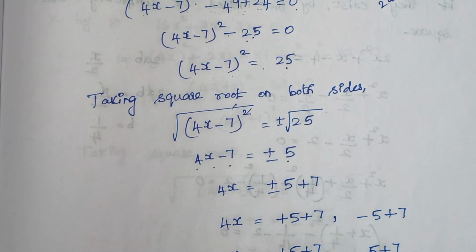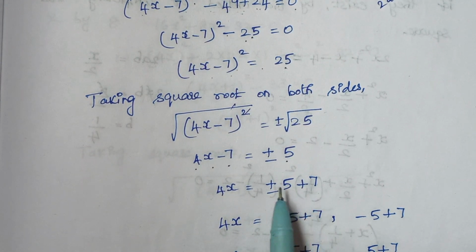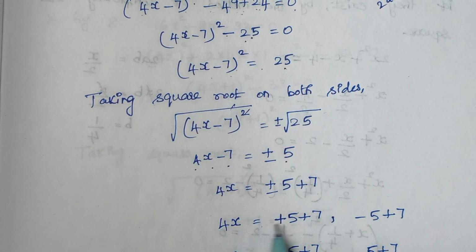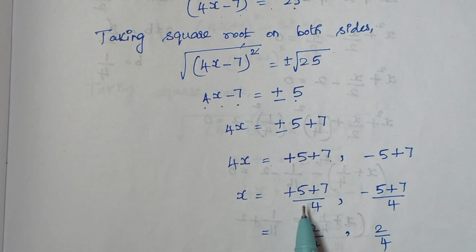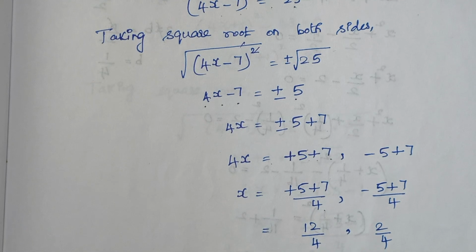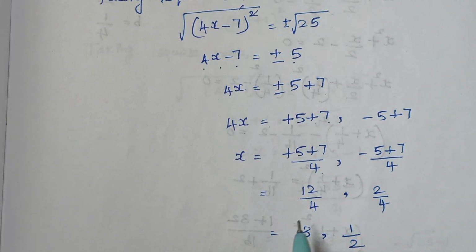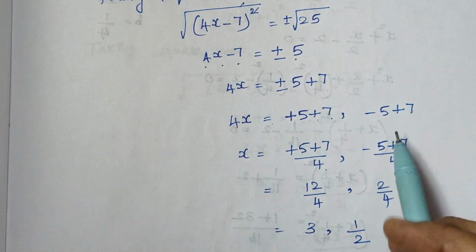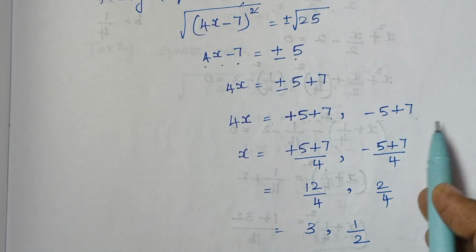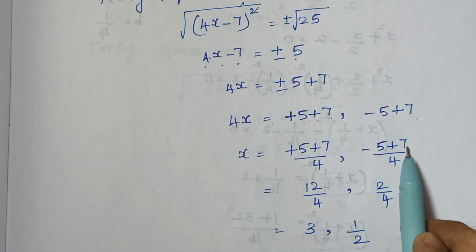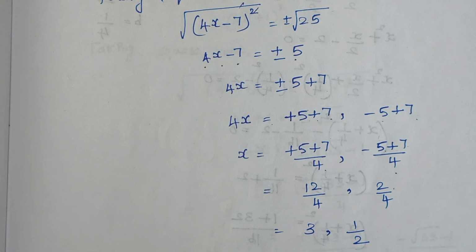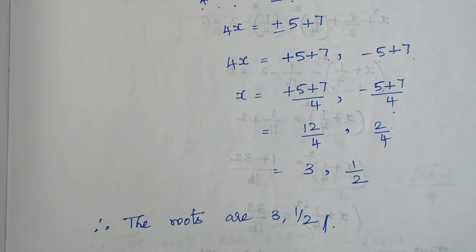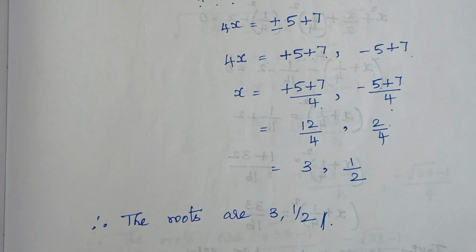So first I am equating this with plus 5, that is 4x is equal to plus 5 plus 7. So what about the value of x? It is 5 plus 7 by 4, which is 12 by 4, which is equal to 3. So when you equate with minus sign, minus 5 plus 7, so here it becomes minus 5 plus 7 by 4, which is 2 by 4, which is equal to 1 by 2. And finally the roots of the equation are 3 comma 1 by 2.